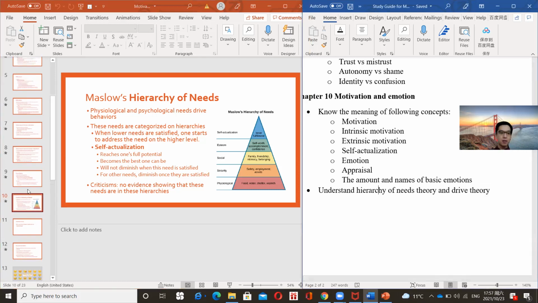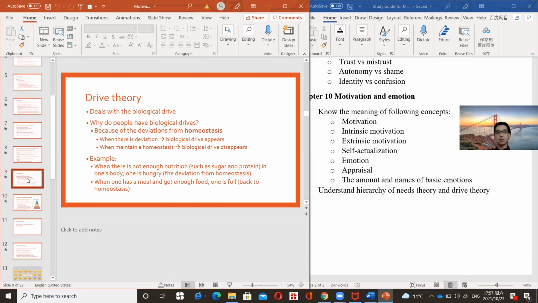And the drive theory is about biological drive. It tells us why people have biological drives. Because in our physical body, there are all kinds of homeostasis. Homeostasis is a status in our physical body where the balance is maintained and the status is very ideal. For example, there is the right amount of nutrition and the right amount of water in our physical body when there is homeostasis.